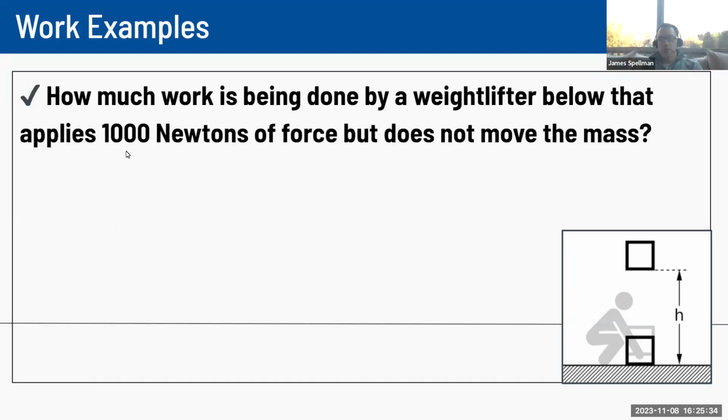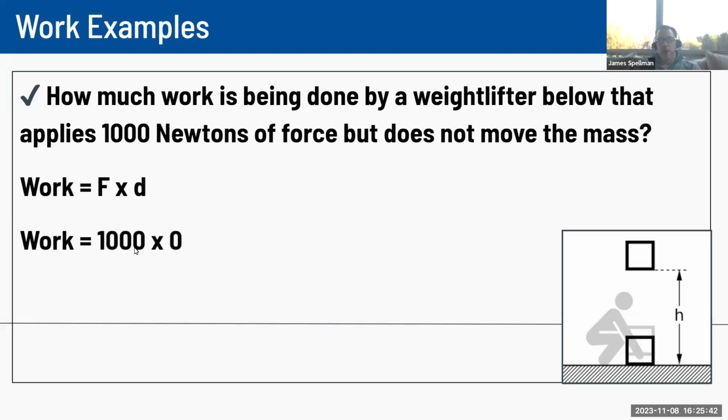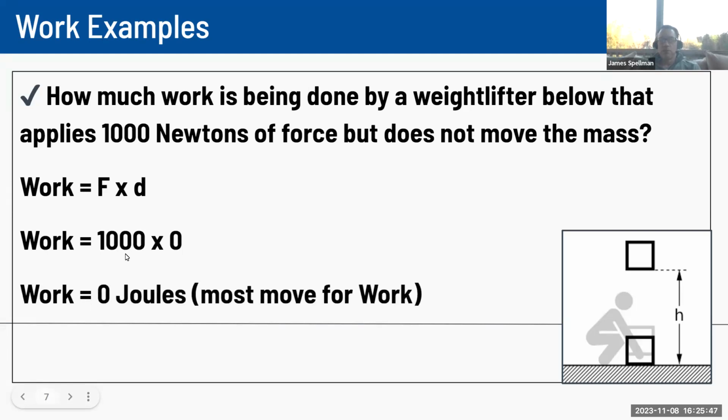If this was my weightlifter and they were applying 1,000 newtons but didn't move the mass, how much work is being done? Again, same formula. The force is 1,000, but the distance is zero because it didn't go anywhere. So even though they're pushing and pushing and pushing, there's no work being done on the object if it is not moving. So the answer in this case would be 0 joules. So we got to get some kind of movement in order for work to be done on an object.